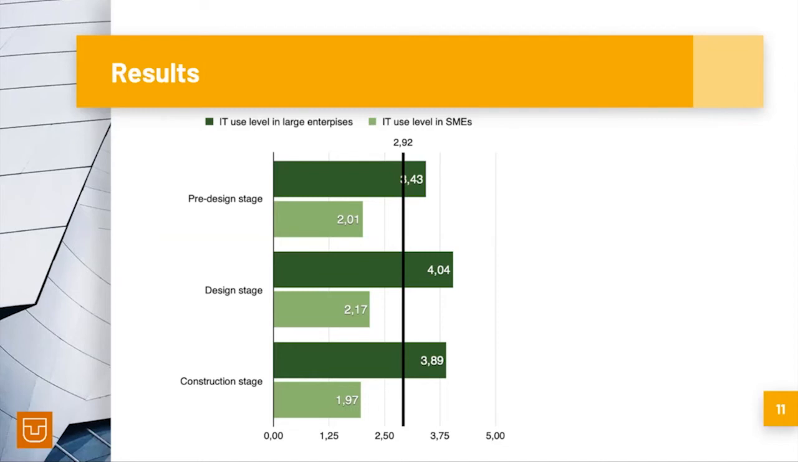Large companies also reached a level of 3.89 in the construction stage. Small businesses had a value of around two, and the overall average reached 2.92. On this basis, it can be stated that information technologies are used in construction, but their potential is still sufficient for this network to expand.